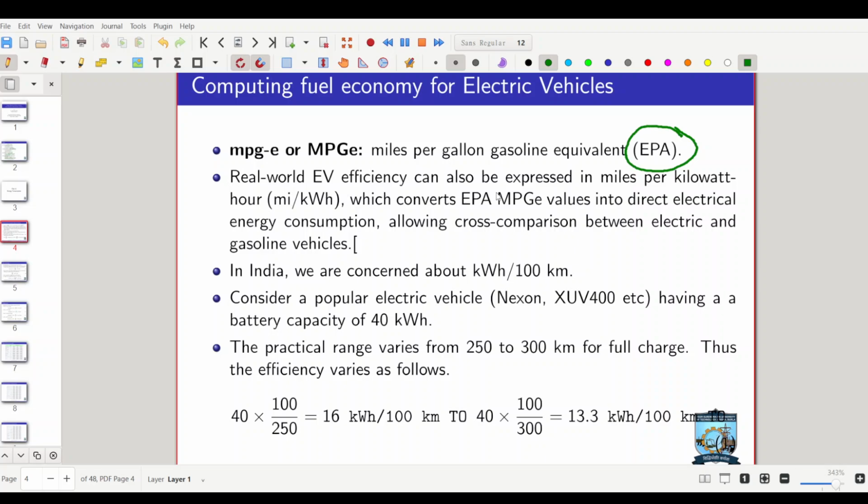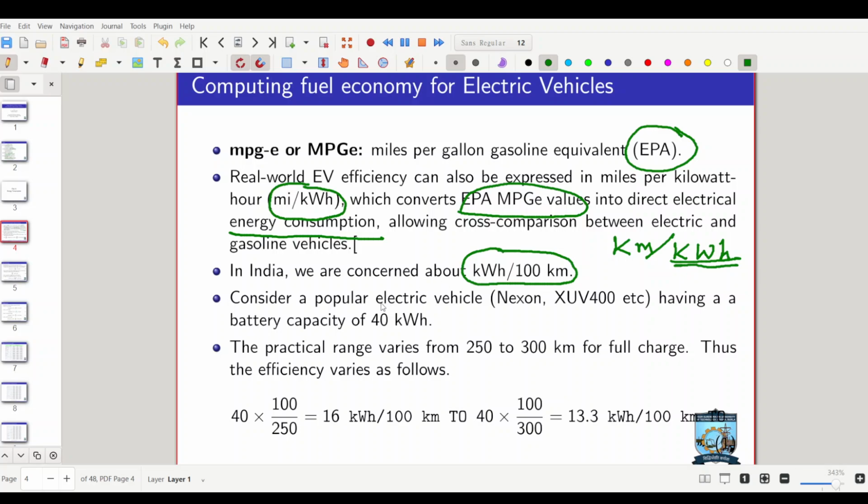Real world EV efficiency can also be expressed in miles per kilowatt hour, which converts EPA values to direct energy consumption. Now, we are more familiar with kilometers, so for us it will be kilometer per kilowatt hour. That is, how many kilometers the vehicle will move per unit of consumption. And a better unit will be kilowatt hour consumed per 100 kilometers for electric vehicles.